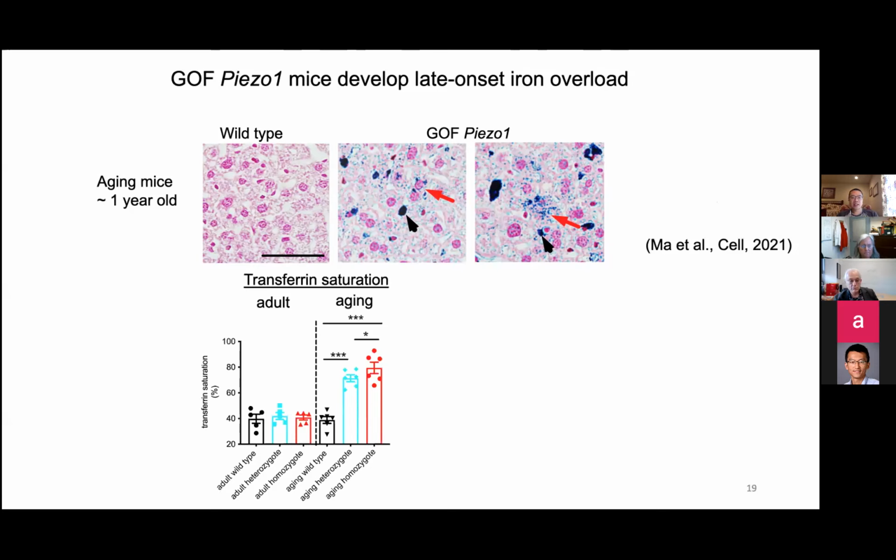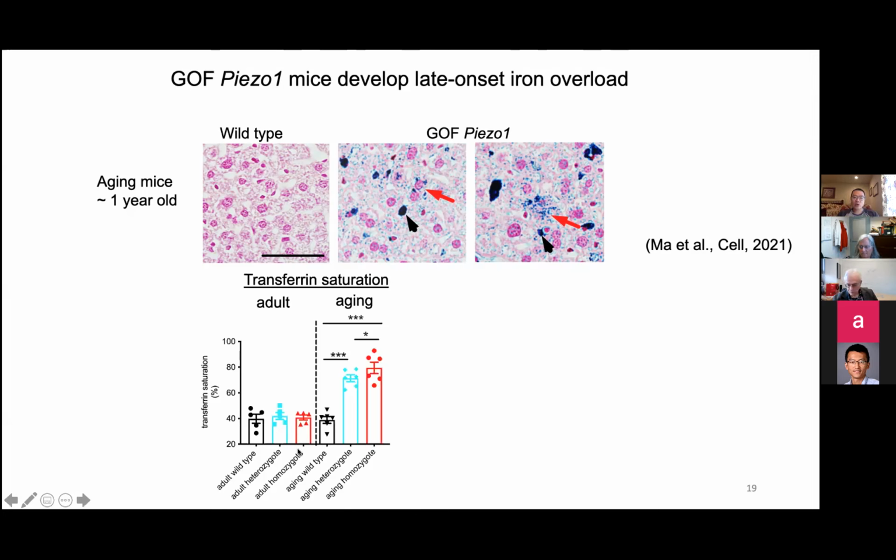In addition to the histology, I also measured the transferrin saturation value. Transferrin is a small protein in the blood that transports iron in the circulation, and the saturation is a percentage of the total iron binding capacity. So a higher value indicates excessive iron in the blood. And we observed a significant increase of transferrin saturation value in the aging gain of function animals, and this did not happen in the younger adults.